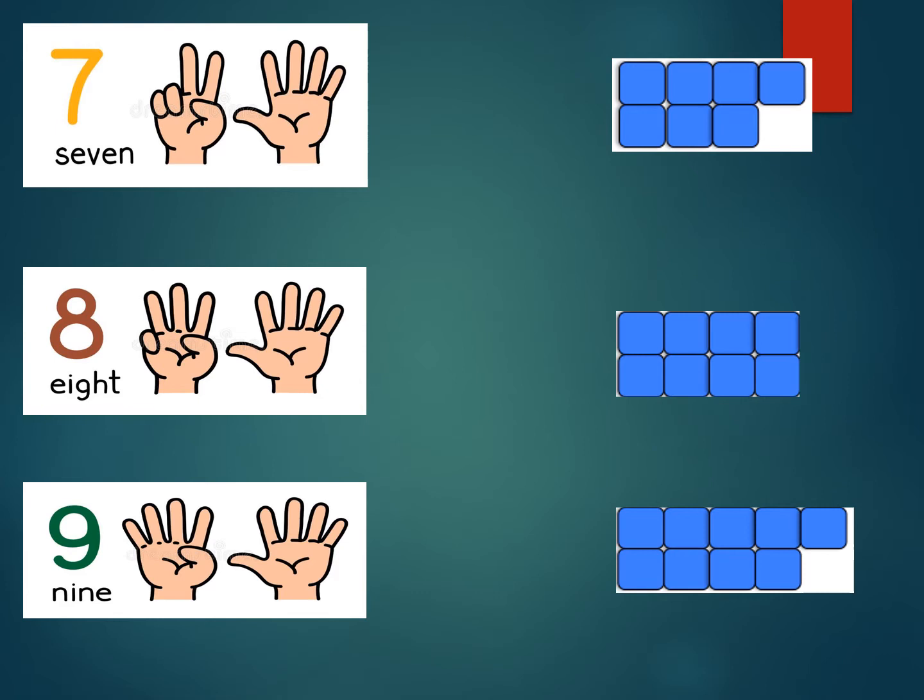Number 7. Is number 7 even or odd number? What do you think, boys and girls? Each 2 are friends in number 7 and there's 1 left over. That's why 7 is odd number. What about number 8? Each 2 are friends and no one is left over. So number 8 is even number. Number 9. In number 9, each 2 are friends and 1 is left over. So number 9 is odd number.